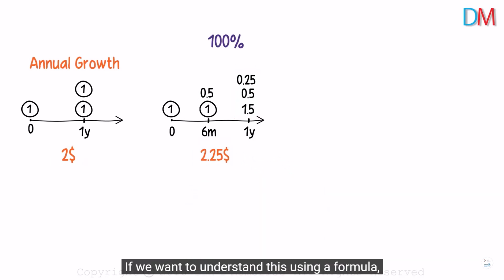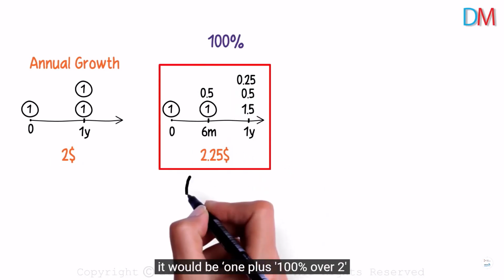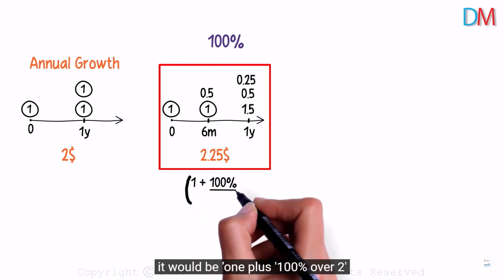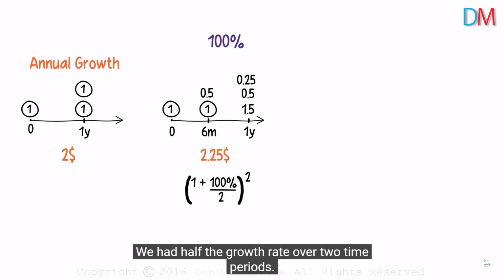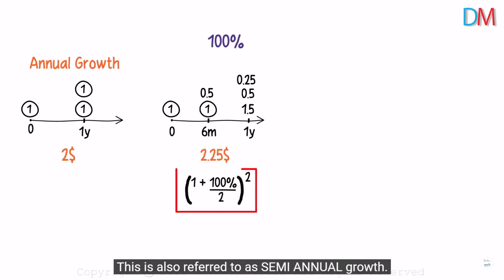If we want to understand this using a formula, it would be 1 plus 100% over 2, the whole squared. We had half the growth rate over 2 time periods. This is also referred to as semi-annual growth.